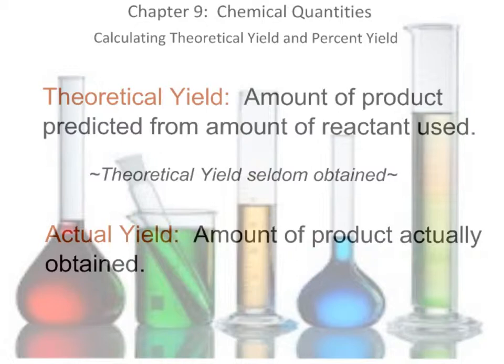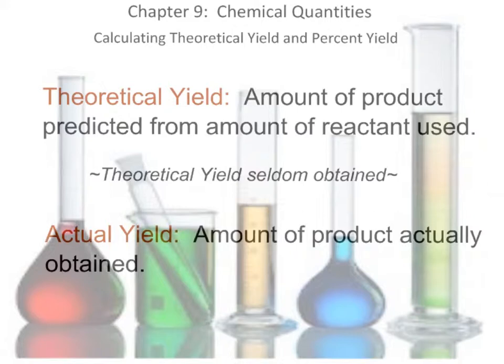If we were to take our beakers in the lab, mix the reactants together, and get a product, theoretically it should be a certain amount that we've calculated. You all have become proficient at calculating the theoretical yield. Unfortunately, it's seldom obtained. The actual yield is the amount of product that we actually get in the lab.